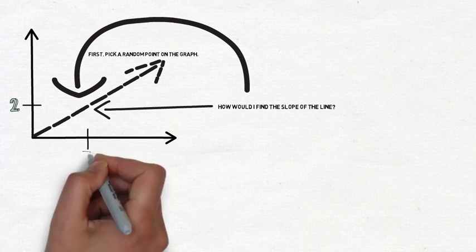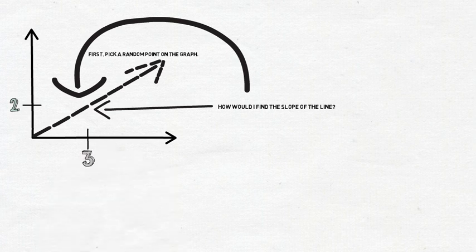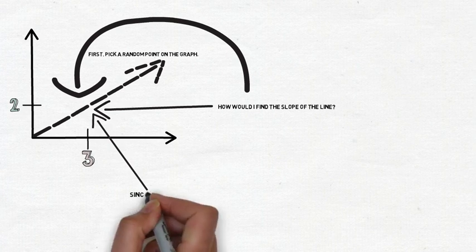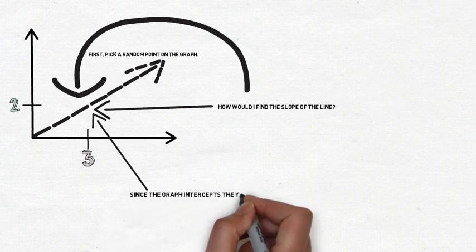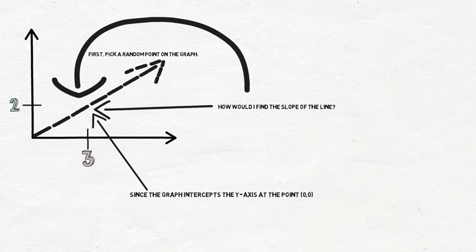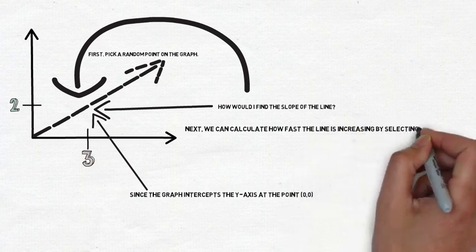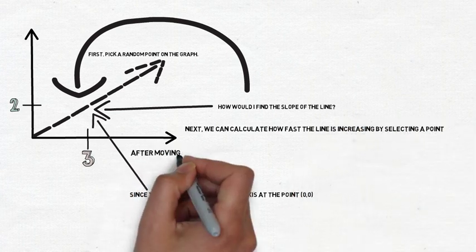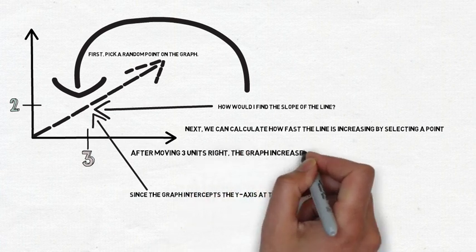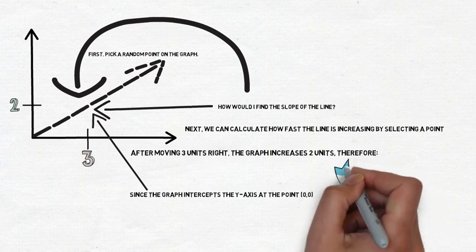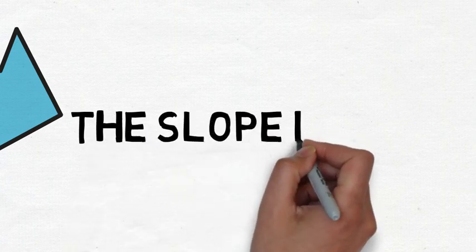So, since it's 3 to the right, that means that it's changed 3 x values since the origin, and since it's 2 high, we can calculate how fast the line is increasing. So, after it moves 3 units right and it moves 2 up, that means that for every 3 units to the right, it moves 2 up. So then that must mean that the slope is equal to 2 over 3.